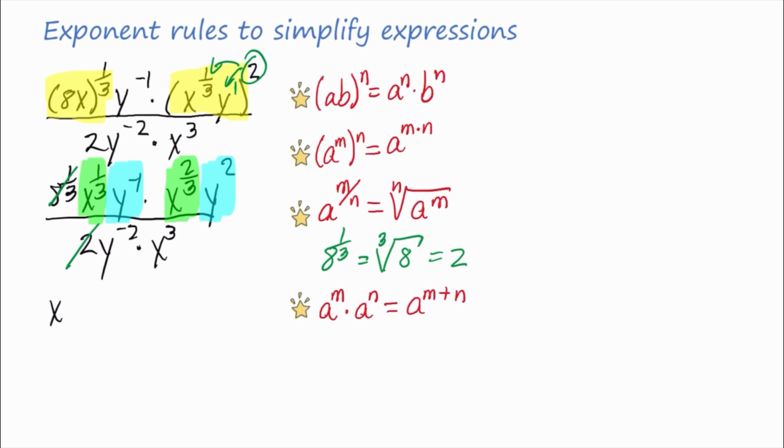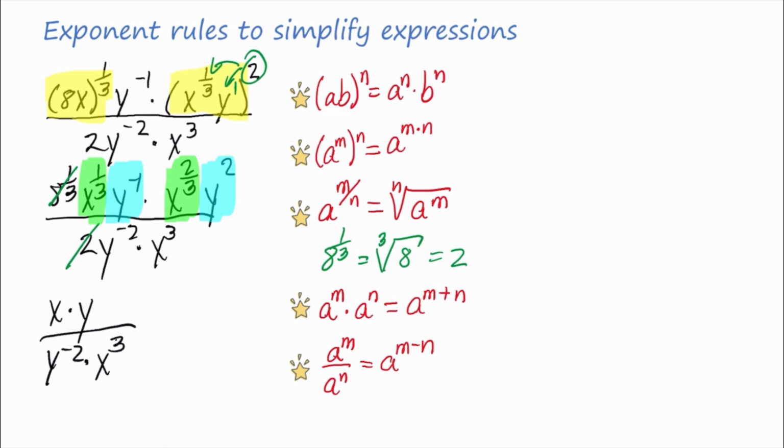1/3 plus 2/3 is equal to 1, so we have x to the 1. And then for the y, again the base stays the same, and we will add the exponents. -1 plus 2 is equal to 1, so we have y to the 1. And then I'll just write the rest for now. This is what we have so far.